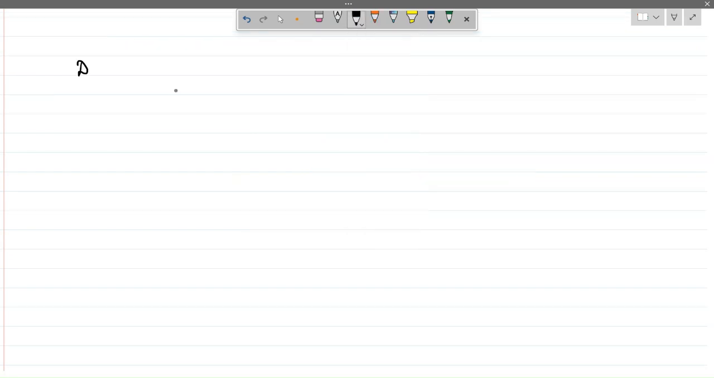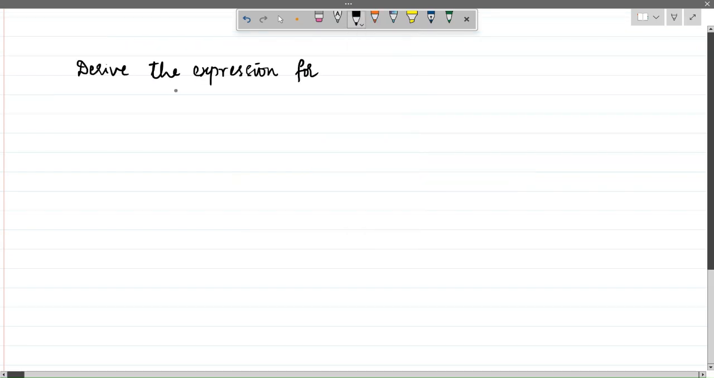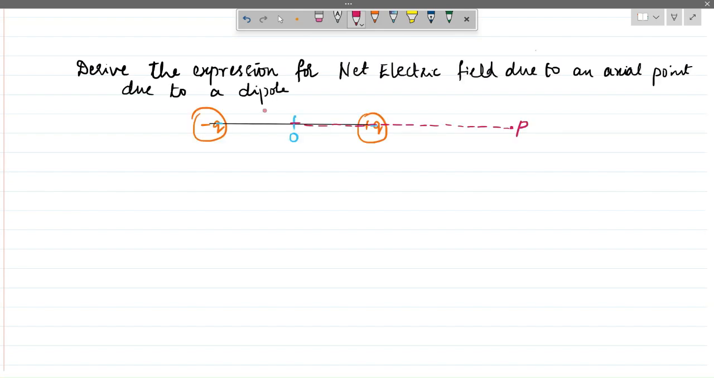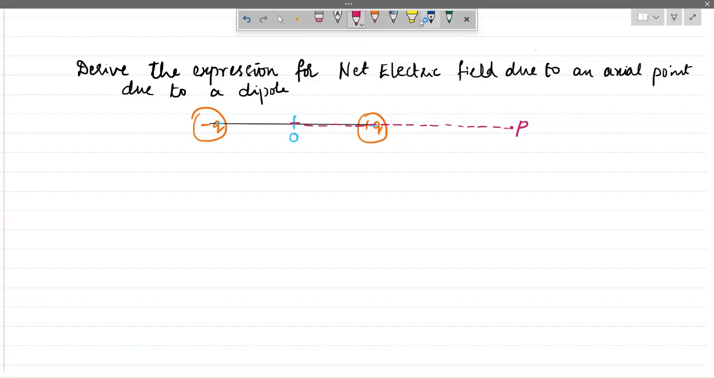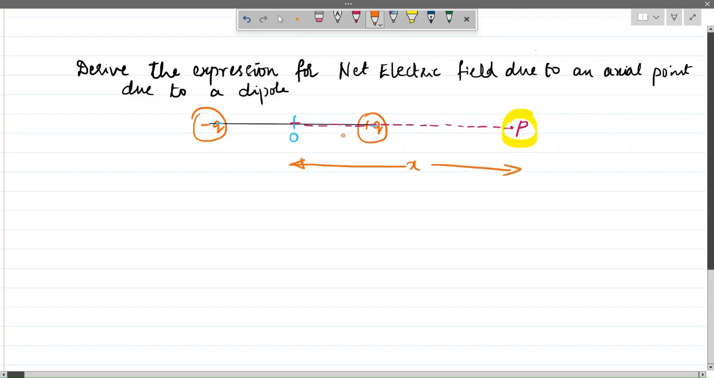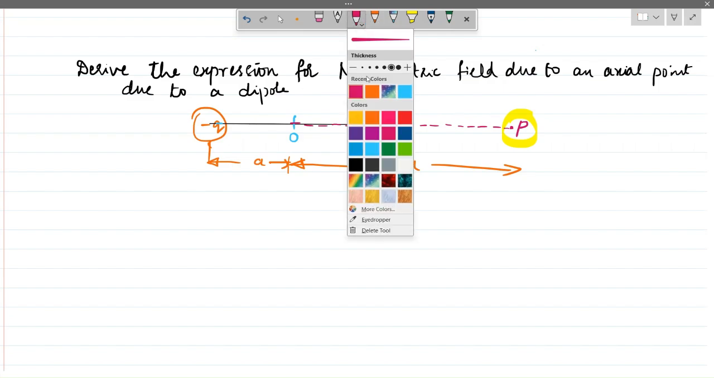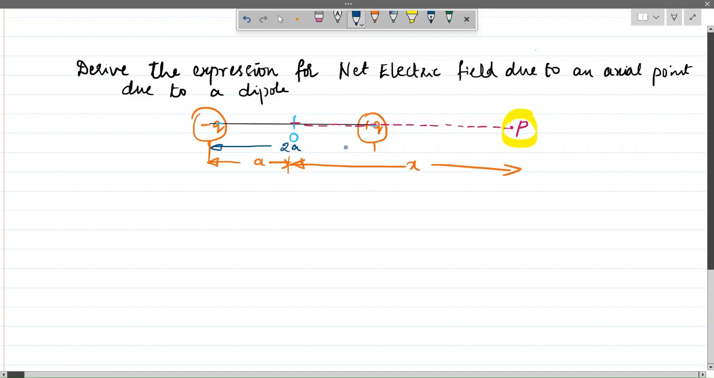Let us derive the expression for the net electric field at an axial point due to a dipole. So now we'll derive the expression for the net electric field at an axial point. This is our axial point P, which is situated at a distance of x from the center. Say this distance is a. What is the distance from q to q? It will be 2a, right?